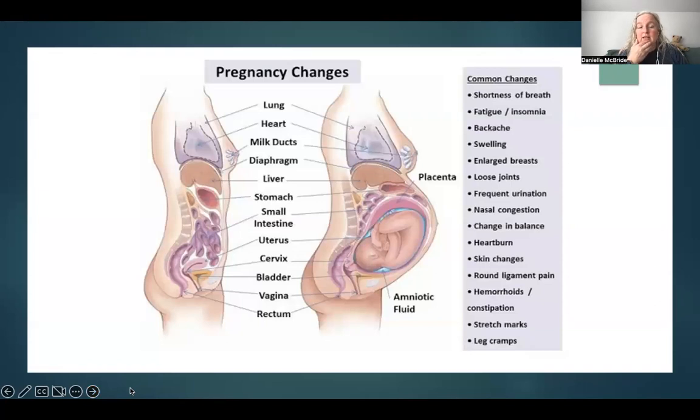So here is a picture that shows a lot of the different things that are changing. A lot of them are on that previous slide, but this kind of gives a picture that goes with it. Okay, all of these are common things in pregnancy, common discomforts.